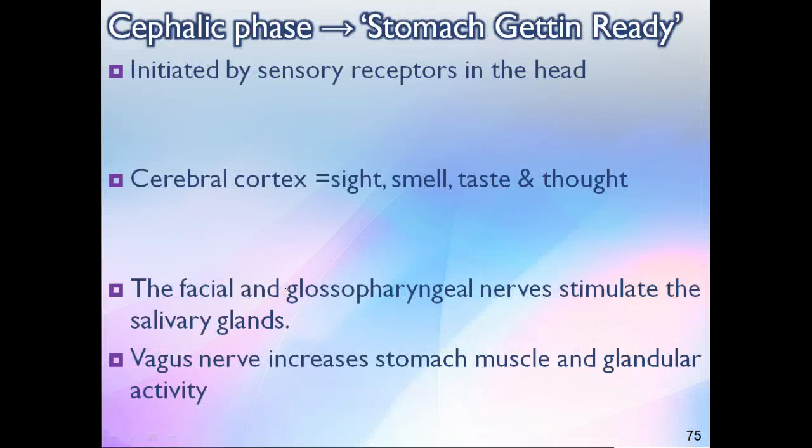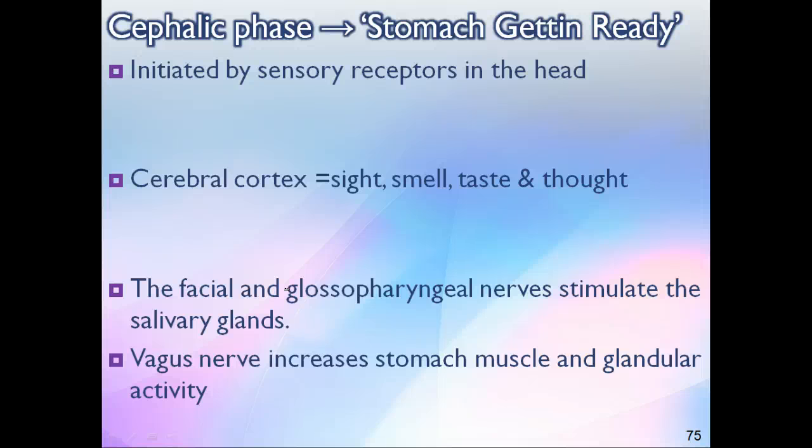The cephalic phase is the stomach is getting ready. This is initiated by sensory receptors in the head, whether it be sights, smells, or sounds of food. All can be used to activate the cephalic phase. Of course, taste also comes into play as food hits the mouth. The cephalic phase is used to not only prepare your mouth for consumption, but also to get the stomach started out.